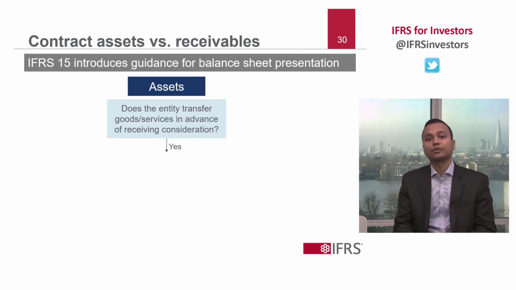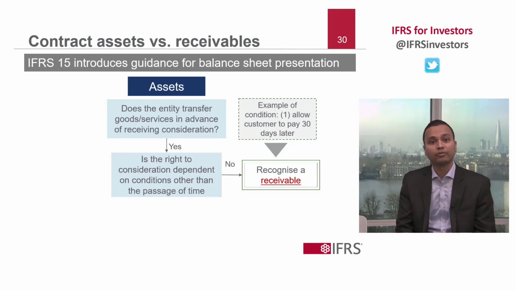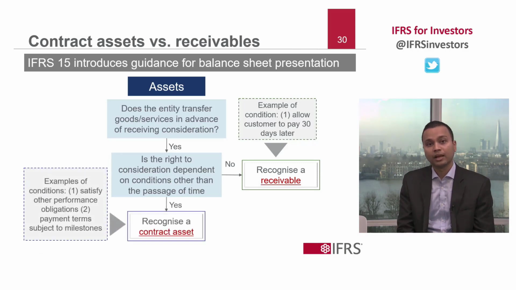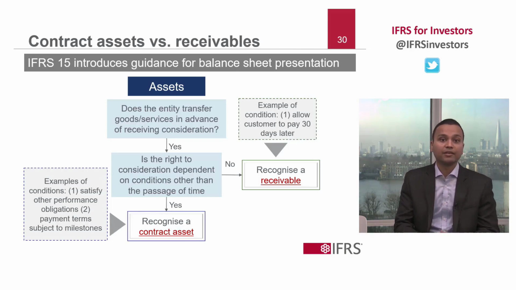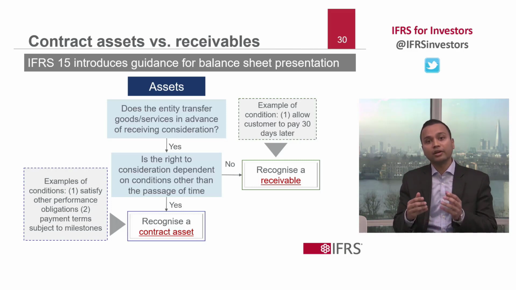When companies transfer goods and services in advance of receiving cash, either a contract asset or receivable is created. When should a company recognize a contract asset versus a receivable depends on the answer to the question, is the right to cash payment from the transfer of goods and services conditional or unconditional? An unconditional right to payment is one where payments depend only on the passage of time. A simple example of an unconditional right to payment is if a company delivered goods to a customer and gave them 30 days to pay cash.